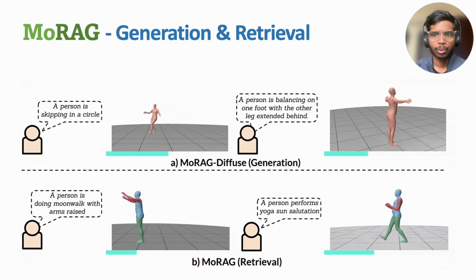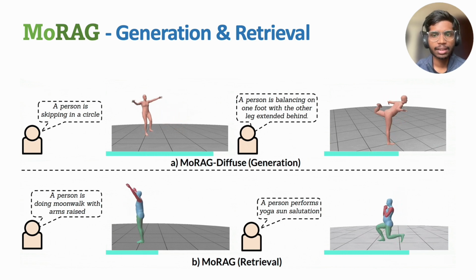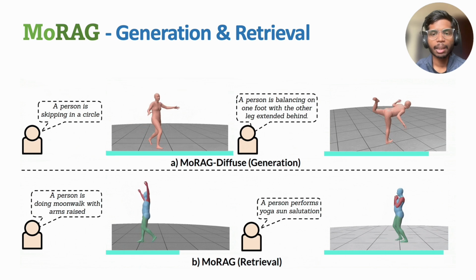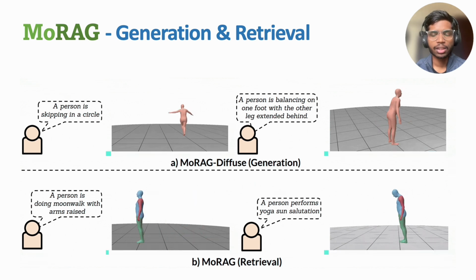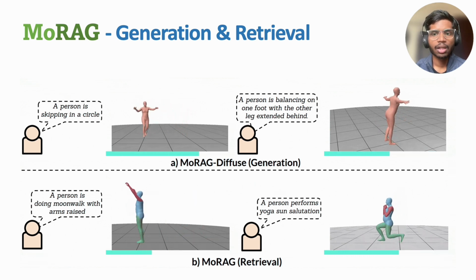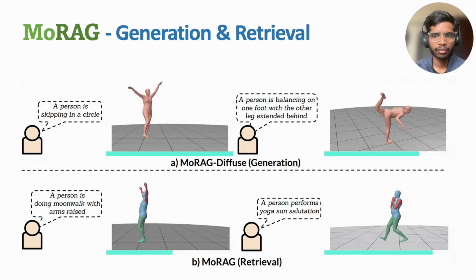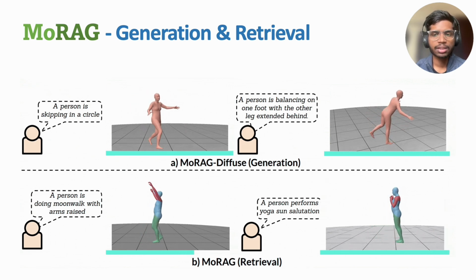So, we propose MoRAG, a retrieval augmented framework assisted by large language models, capable of generating high quality, improved, and semantically coherent motion sequences. The lower row showcases the retrieved motion sequences for corresponding complex text descriptions, with colors representing part level retrieval. The upper row showcases the generated motion sequences conditioned using MoRAG's retrieved sequences.